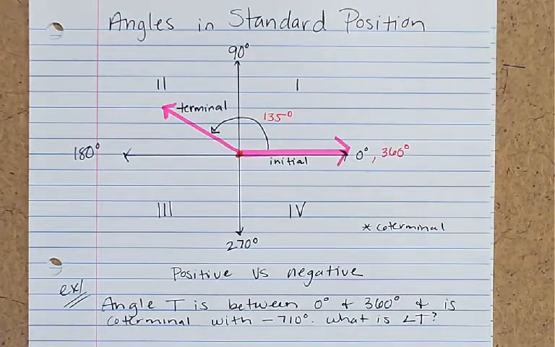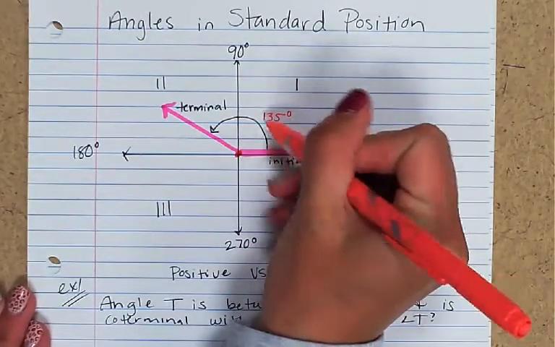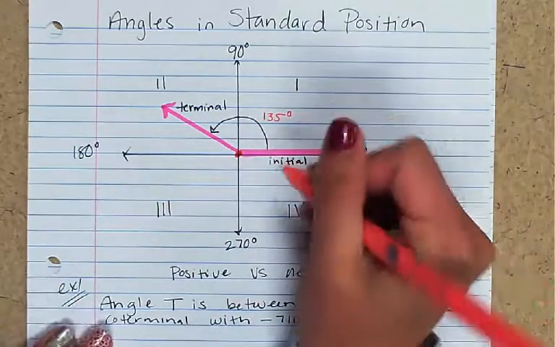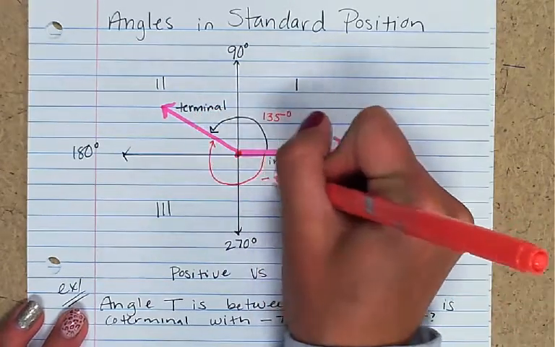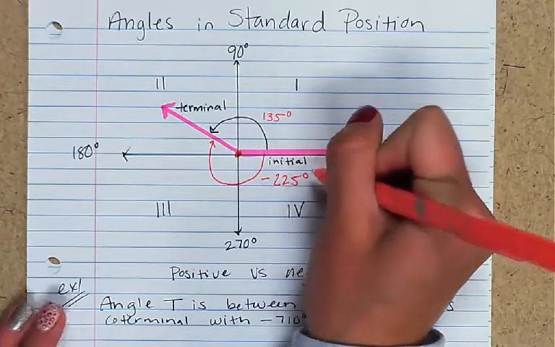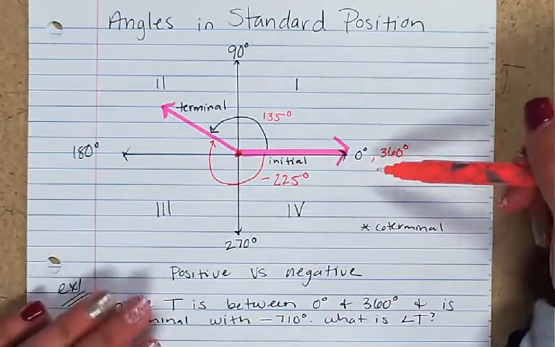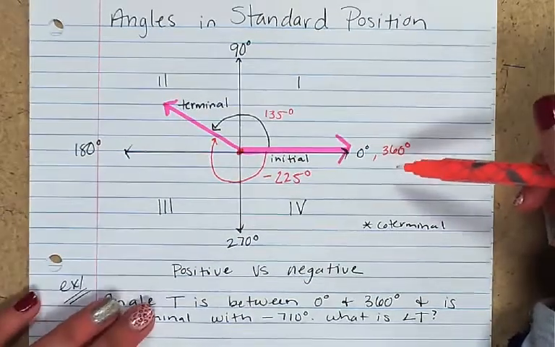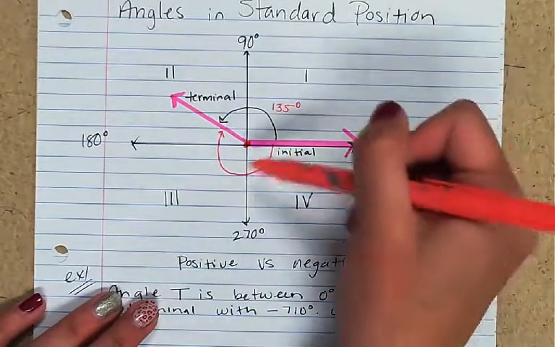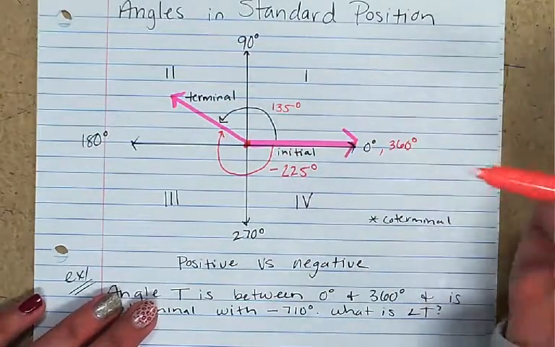Also, there are things called coterminal angles, and what that means is you have different degree measures that get you to the same place. So if I said that this was 135 degrees, I could also go negative, because I'm opening up down, 225 degrees, and it gets me to the same place. Same as over here where I said this is 0 degrees and it's also 360 degrees. They're coterminal because they get you to the same spot. So we could go nothing or we could go 360 and we still get to the same spot.